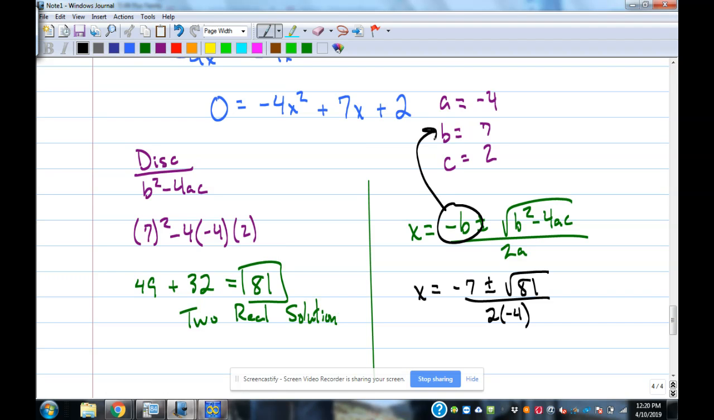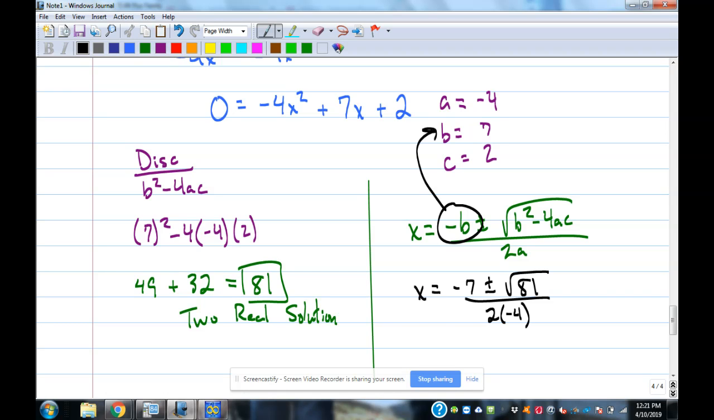-b. b is 7. So the opposite of +7 is -7. So that's where the negative comes from. That -b means the opposite of whatever b is. That's it. We just say it -b, but it means the opposite. That's exactly right. Okay. Good question. I will clear that up.